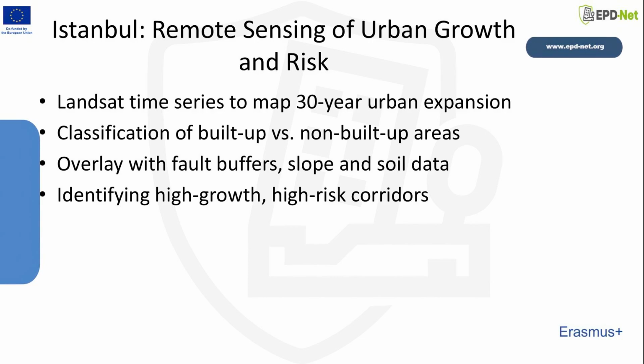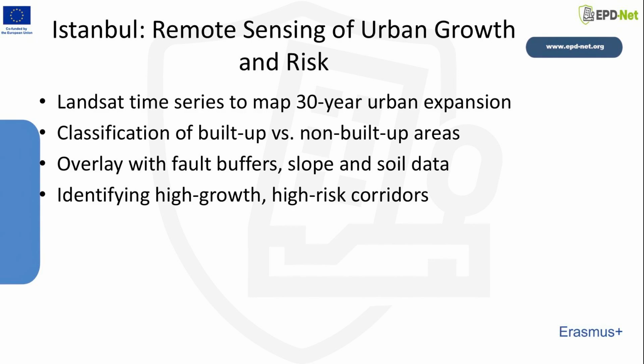These urban growth maps are overlaid with geospatial layers representing fault line buffers, slope gradients, soil or ground condition information, and sometimes microzonation studies, to identify areas where rapid development has occurred in zones of elevated seismic hazard or geotechnical fragility. The resulting spatial analyses highlight high-growth, high-risk corridors that may require stricter building codes, targeted retrofitting programs or reconsideration of further expansion plans, illustrating the use of remote sensing-based urban change analysis as an input to long-term seismic resilience strategies.